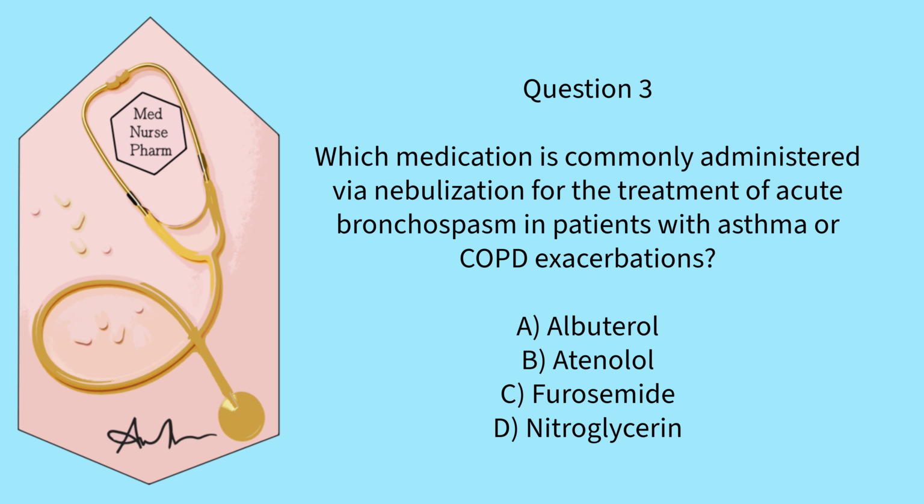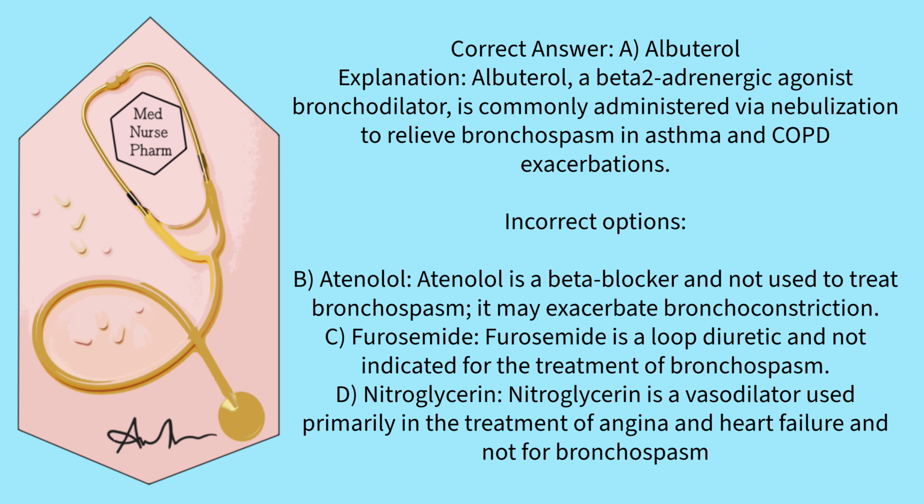Question 3. Which medication is commonly administered via nebulization for the treatment of acute bronchospasm in patients with asthma or COPD exacerbations? Albuterol, atenolol, furosemide, nitroglycerin. Pause the video and select your answer. If you chose option A, you are correct. Albuterol. Albuterol, a beta-2 adrenergic agonist bronchodilator, is commonly administered via nebulization to relieve bronchospasm in asthma and COPD exacerbations.